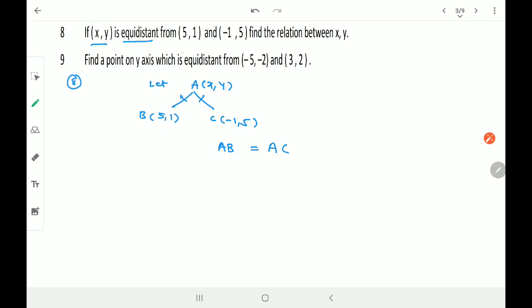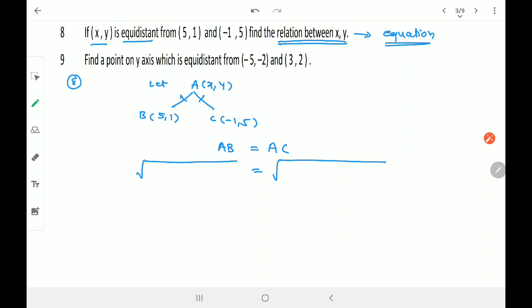I hope you understand that this time I am not asked to find x and y. Instead I am asked to find the relation between x and y. Now what do you mean by relation between x and y? Relation means equation. So you don't have to unnecessarily worry about it. It is just a simple equation I have to get. This time I don't even have to find the answer, I have to just get the equation. So relation means equation. Let's find AB and then we have AC.